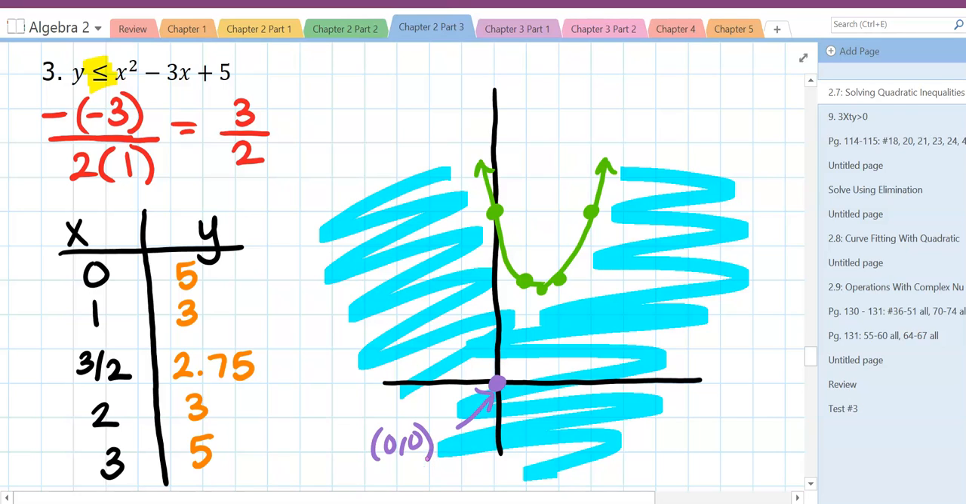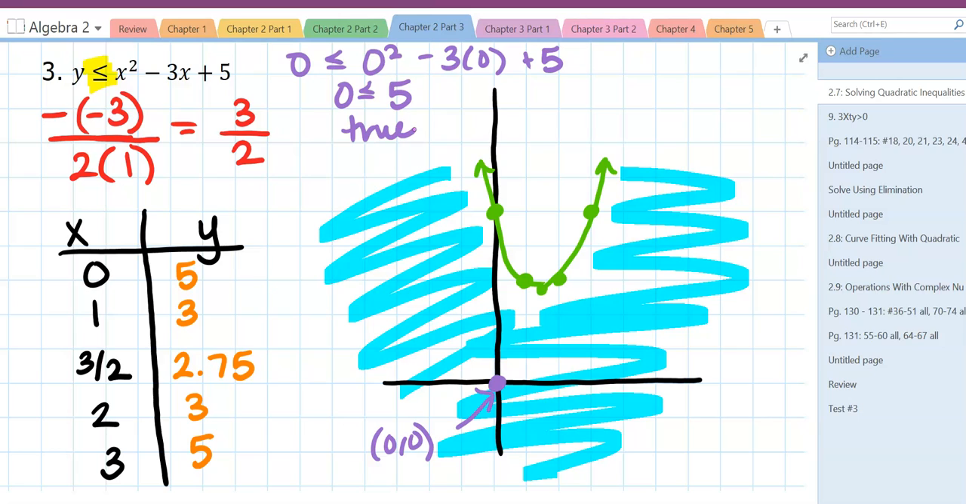Let's put 0, 0 into our function up here. So we put 0 in for y, 0 in for all those x's. You're going to end up with 0 less than or equal to 5. Is 0 less than 5? Yes, so this is true, which is why I know I want to shade including 0, 0. I want to include that in my solution set, so I need to shade on the outside of the parabola.